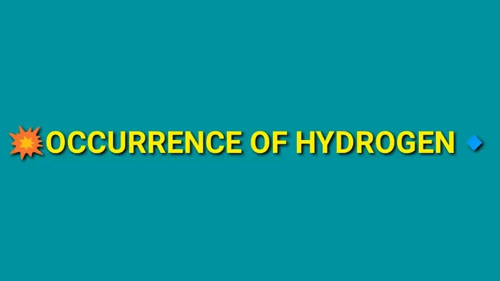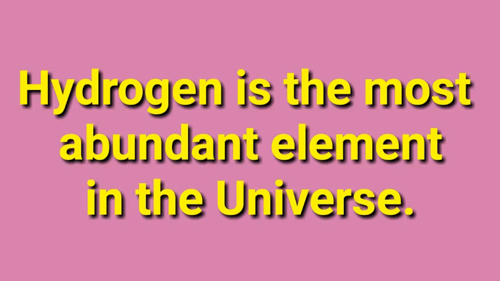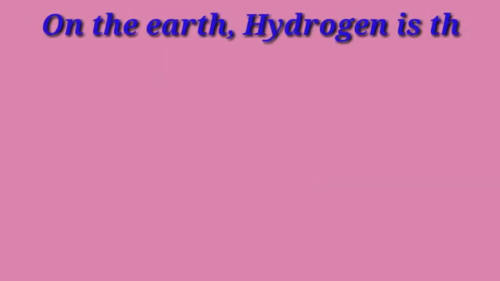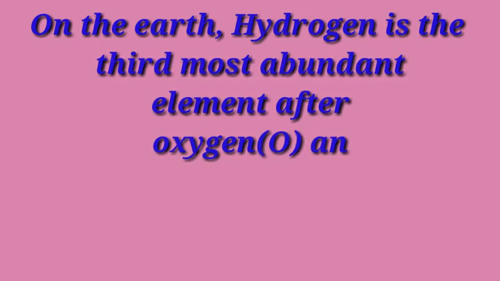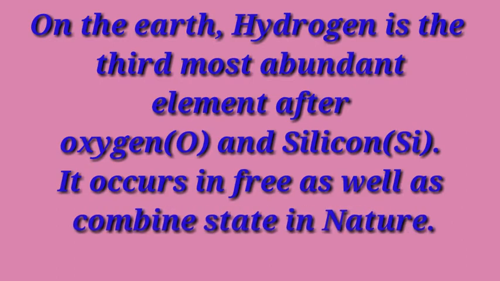Now we are going to discuss the occurrence of hydrogen. Hydrogen is the most abundant element in the universe. The sun and other stars are mostly composed of hydrogen gas. On the earth, hydrogen is the third most abundant element after oxygen and silicon. Okay students, so it occurs in free as well as combined state in nature.